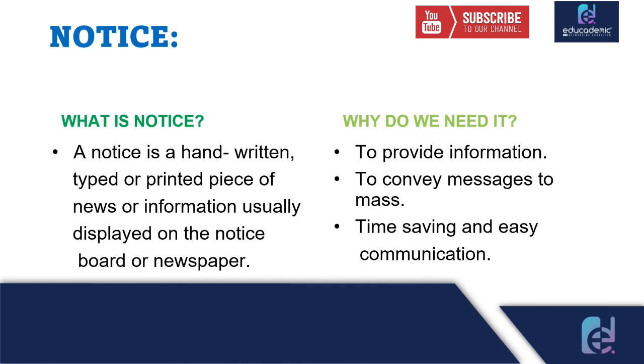What the notice does is it displays the information, it gives us information. It can be displayed on the notice board, or it can be displayed through the newspaper. So in sum, notice is about spreading information, providing the information either on a notice board or through the newspaper, and it can be written by hand, typed, or in a printed piece. In all, what we need is the information, we need the news.